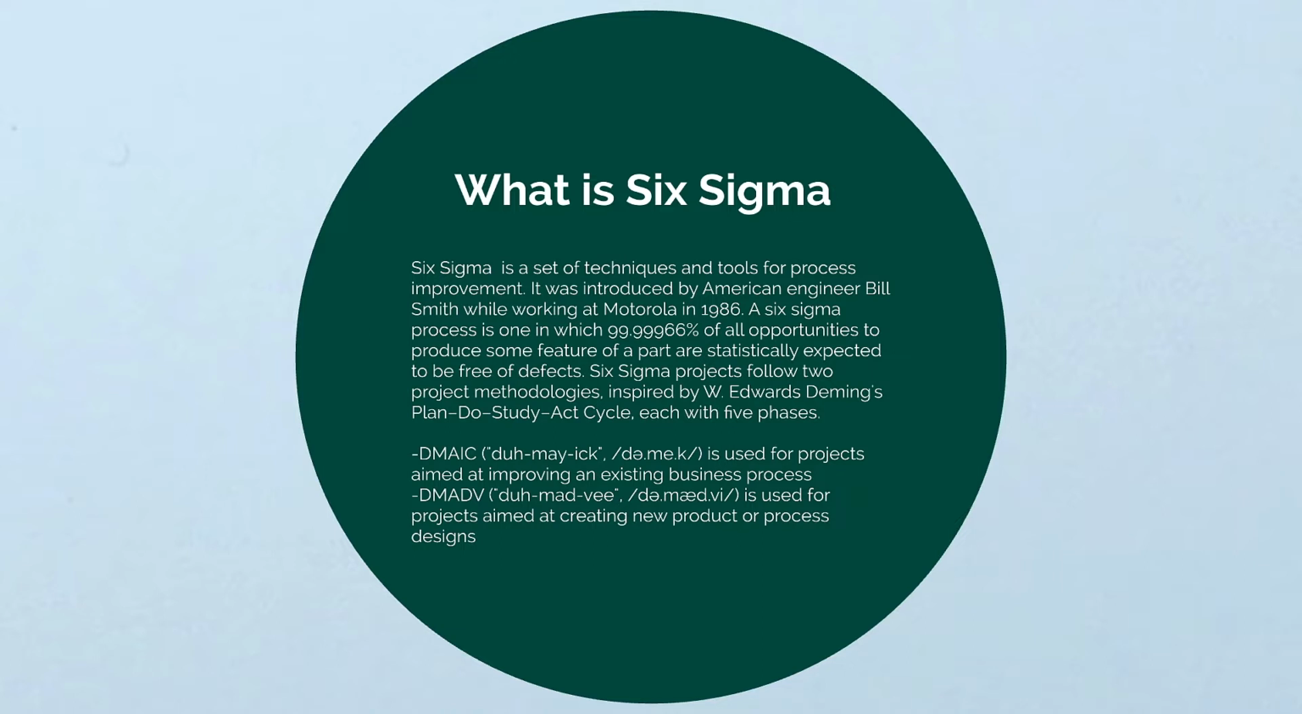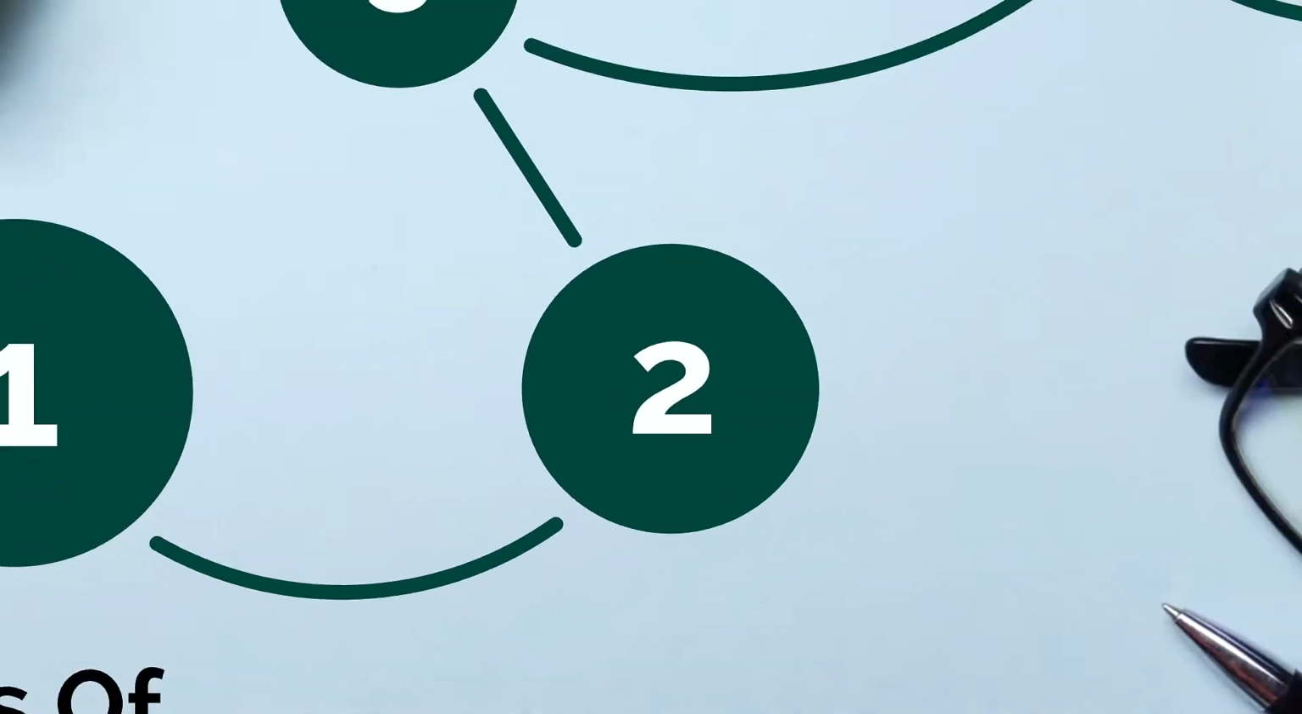Six Sigma projects follow two project methodologies, inspired by W. Edward Deming's Plan, Do, Study, Act cycle, with 5 phases each. You have DMAIC, which is used for projects aimed at improving an existing business process, and DMADV, which is used for projects aimed at creating new product or process designs.